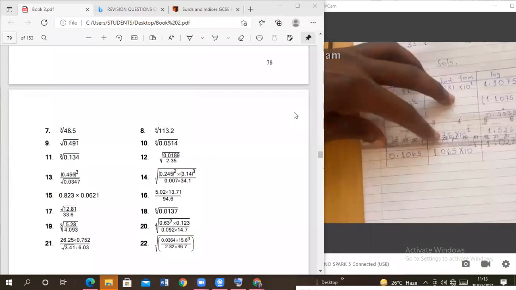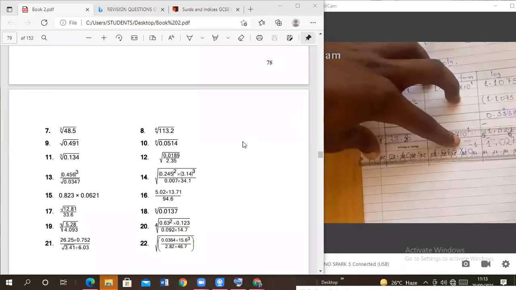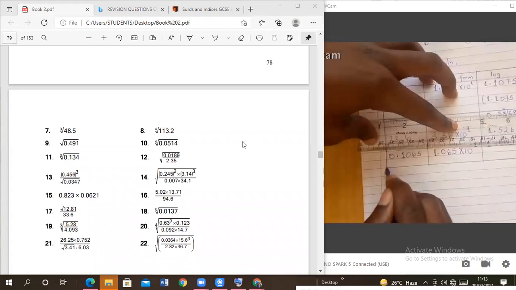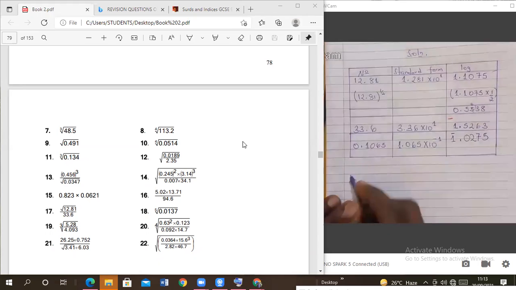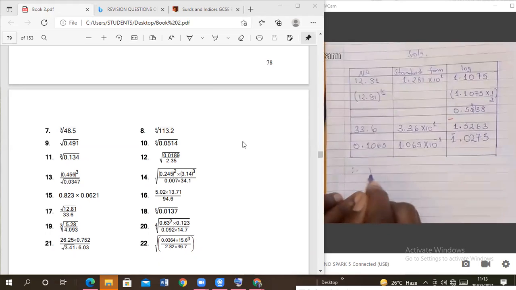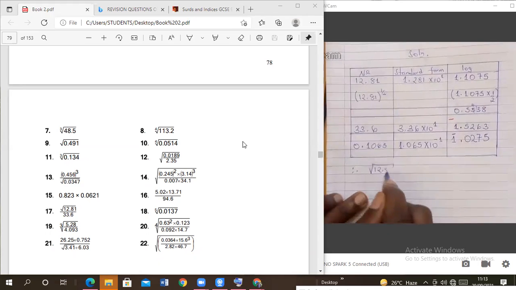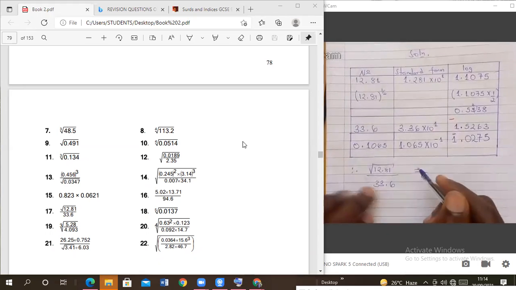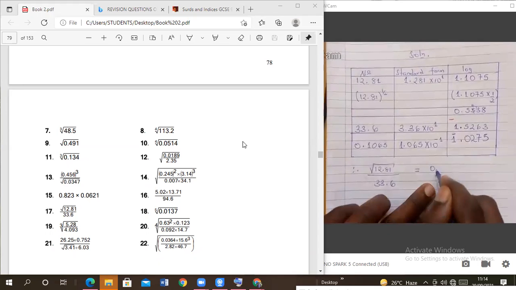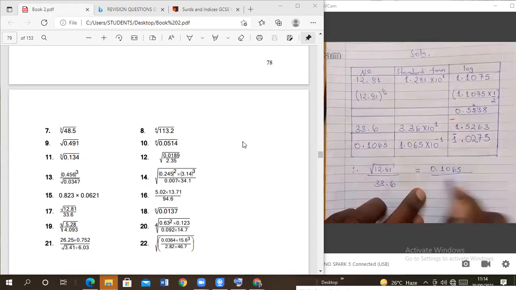Now you close your table. That's to show that that's where the work is ending. Have you seen that? So you come and say, therefore, square root of 12.81 over 33.6. The answer must be 0.10665.